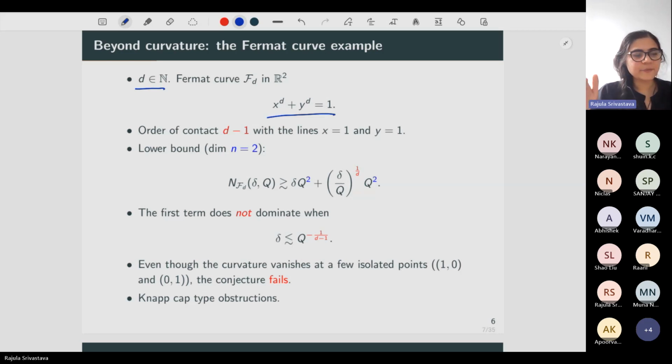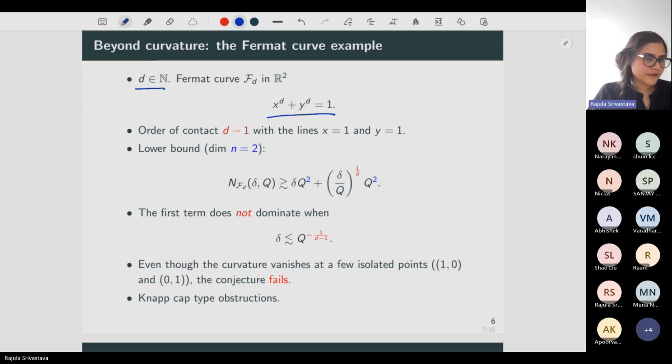But what happens is at these points, when x is 1 and y is 0, then the line x equals 1, the tangent line, has an order of contact d minus 1. And similarly in the other case. So these are 2 isolated points where the curvature vanishes up to a certain order. And even in this case, where you have just 3 or 4 points where curvature vanishes, that heuristic fails.